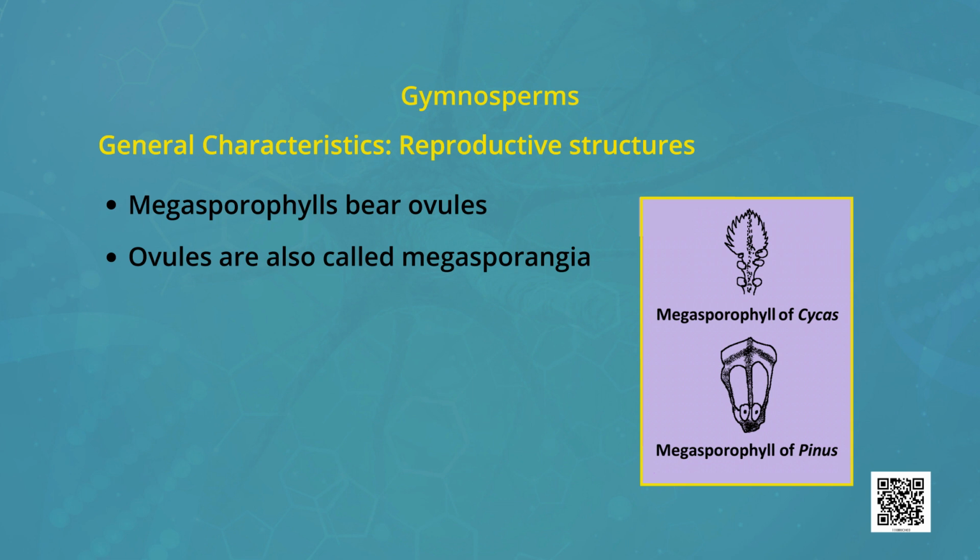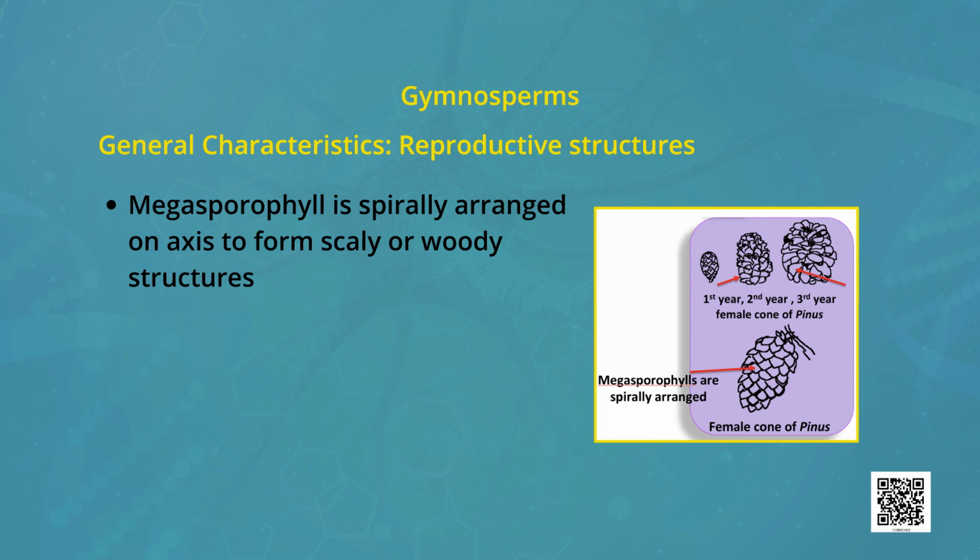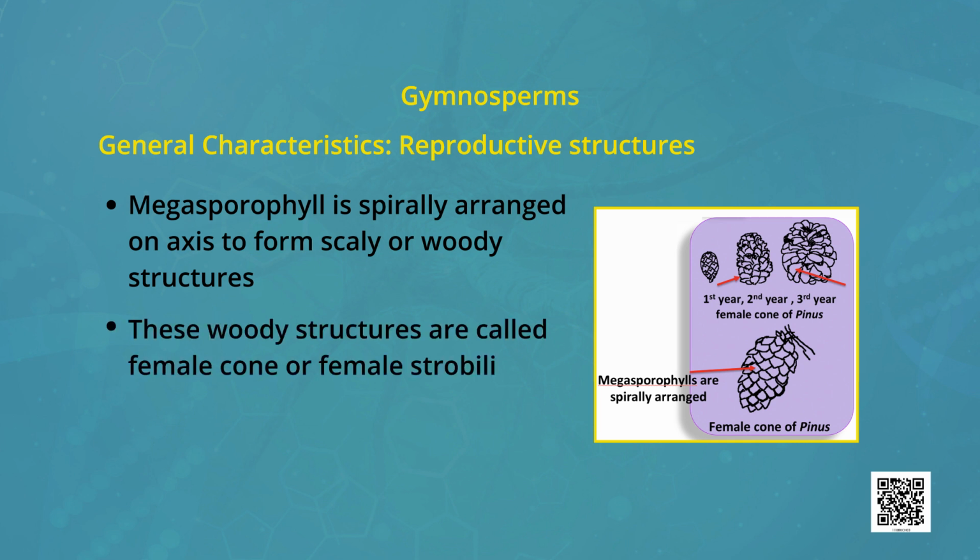These megaspores are different from pteridophytes because in gymnosperms, the megaspore is enclosed within a protective covering. After fertilization, the protective covering develops into a seed coat. We have discussed this earlier too. Each megasporophyll shown by red arrows in the diagram is spirally arranged on the axis to form scaly or woody structures. These woody structures are called female cones or female strobili. As megaspores are present on sporophylls, these cones are also called megasporangiate cones.